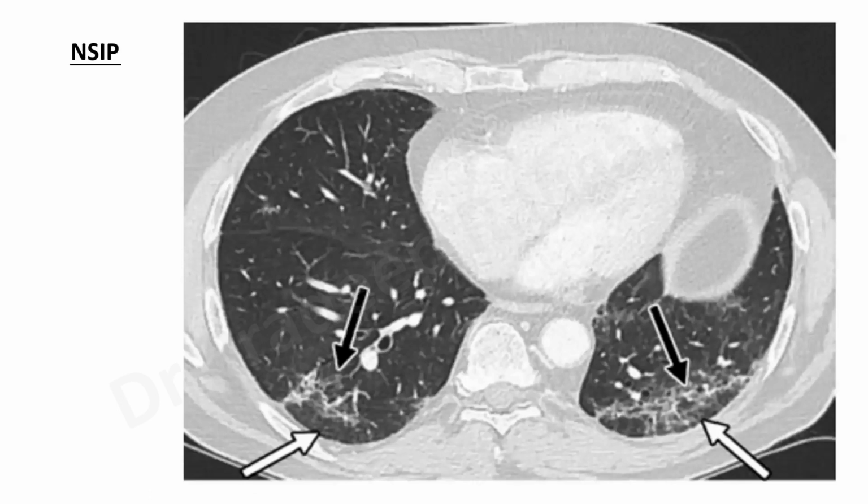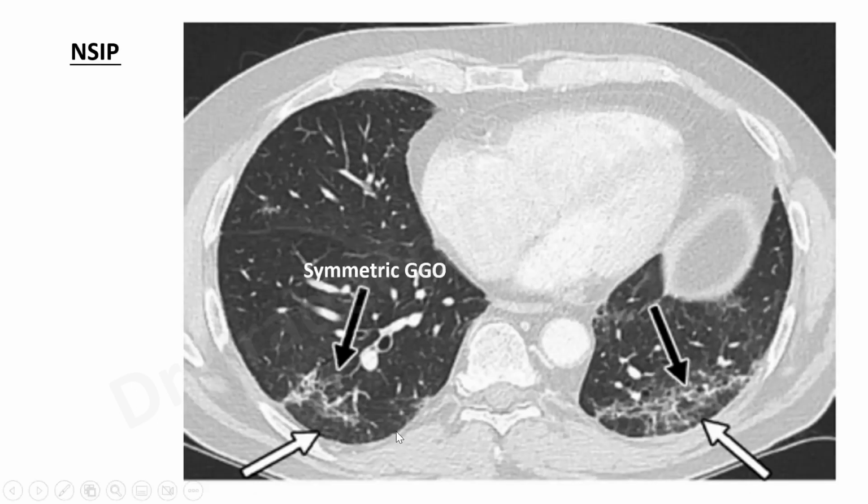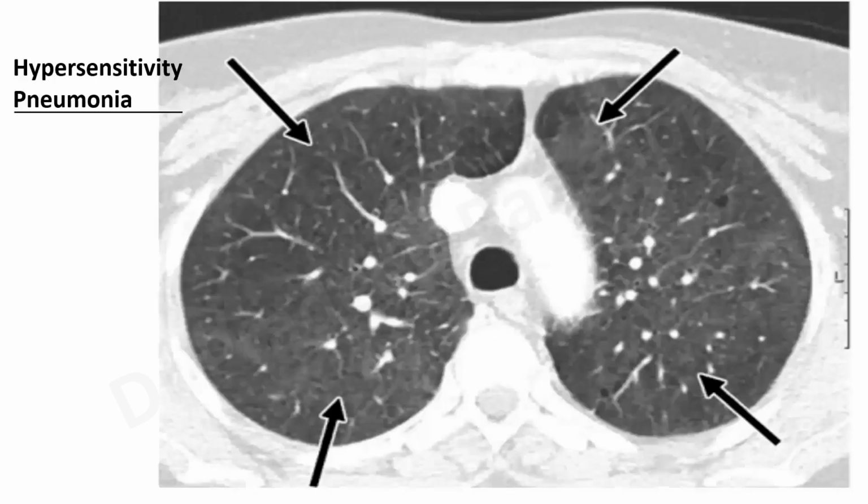In non-specific interstitial pneumonia, typically you don't have subpleural scarring. So the pleura is spared here. You have symmetric ground glass opacities as you see here, and there is more of a reticular pattern. Reticular shadows are seen in non-specific interstitial pneumonia, and subpleural sparing is there. But in organizing pneumonia, you had subpleural scarring and pleural involvement as well, which you don't see in non-specific interstitial pneumonia. Hypersensitivity pneumonia is a more subtle variant.